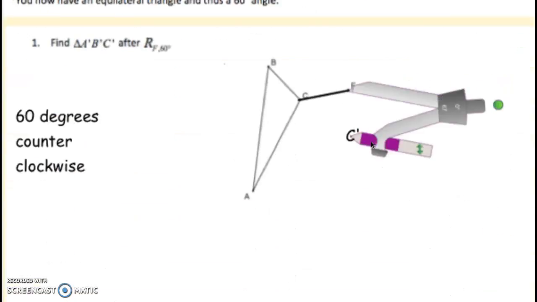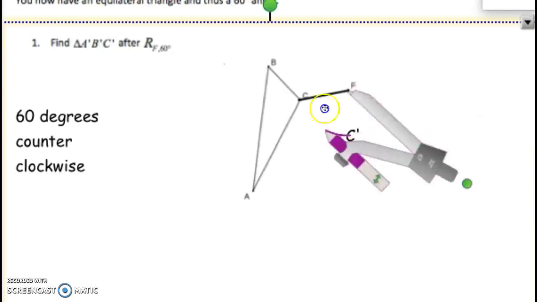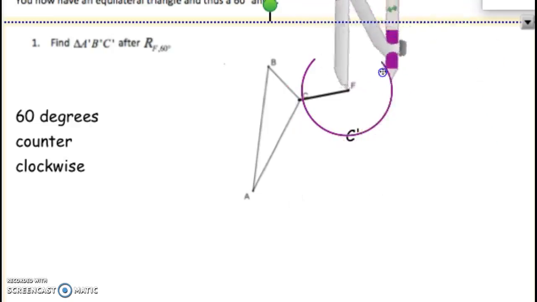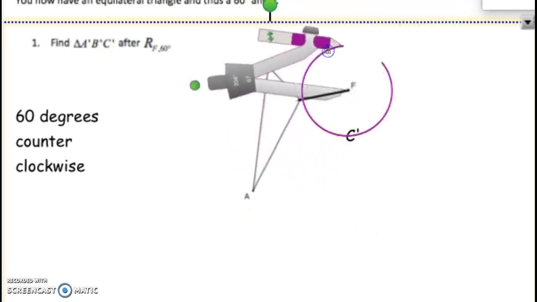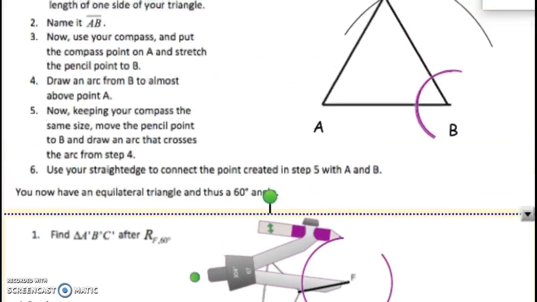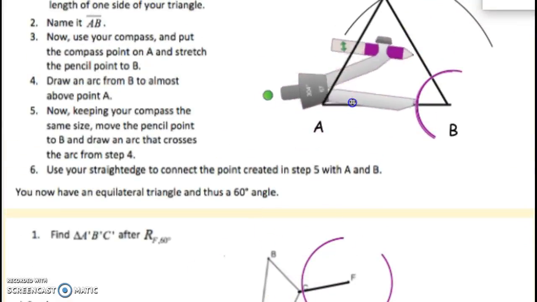So when I draw this arc, I want it to go pretty much all the way around because that's going to save me from having to redraw arcs over and over and over again. So I'm going to draw this most of the way around so that we can refer back to it. So now the next thing we're going to do is go up here and measure how far open this angle is.